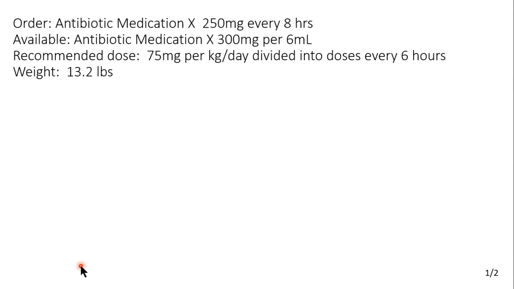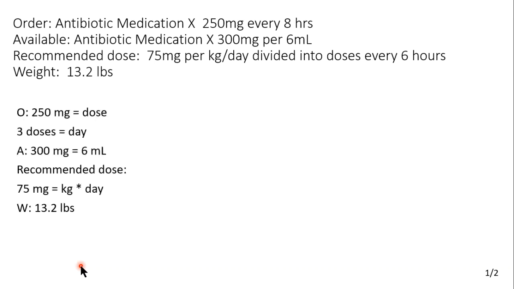Order: antibiotic medication X, 250 milligrams every 8 hours. Available is antibiotic medication X, 300 milligrams per 6 milliliters. The recommended dose is 75 milligrams per kilogram per day, divided into doses every 6 hours. And the weight of the patient is 13.2 pounds. So we can rewrite our information.